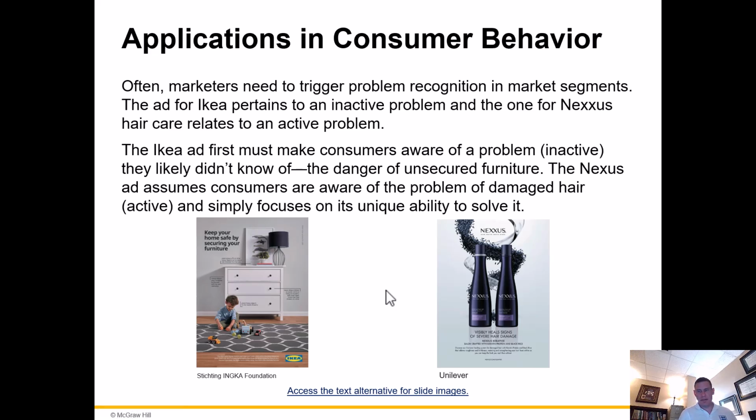Now, with regard to applications in consumer behavior, often marketers need to trigger problem recognition in market segments. The ad for IKEA pertains to an inactive problem, and that's the one on the left, and the one for Nexxus Hair Care relates to an active problem. The IKEA ad first must make consumers aware of a problem, inactive, they likely didn't know of, the danger of unsecured furniture. The Nexxus ad assumes consumers are aware of the problem of damaged hair, hence active, and simply focuses on its unique ability to solve it.